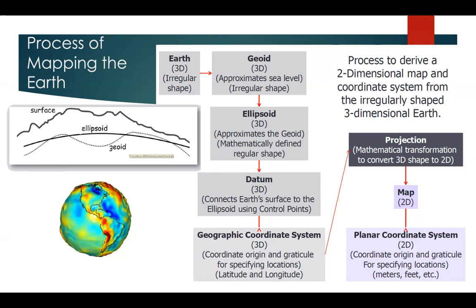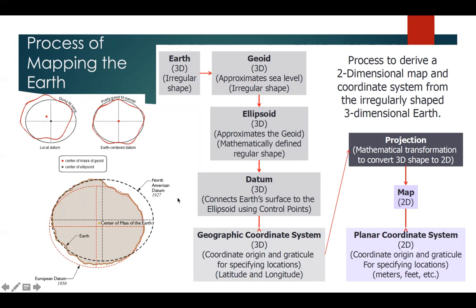From the geoid, we then create the ellipsoid, which approximates the geoid, and it's a regular shape, aka it's mathematically defined. You can also see this, it's no longer bumpy in that image to the left. It's now a regular, almost spherical shape.